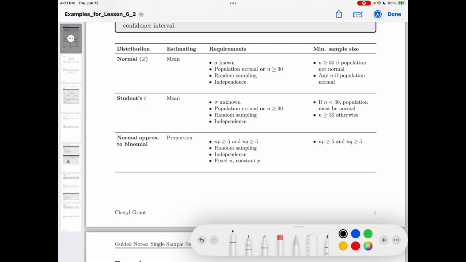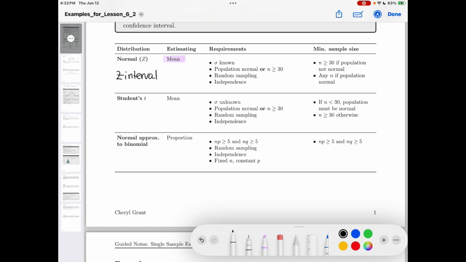Now let's take a look at the different types of confidence intervals we're going to talk about. This table will help us figure out when we need to use which interval. So this first interval is called a z-interval. And this is when you're trying to estimate a mean.